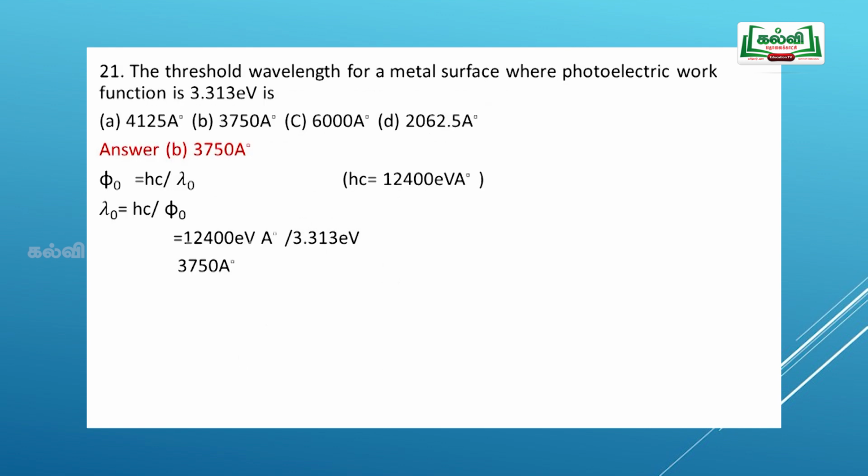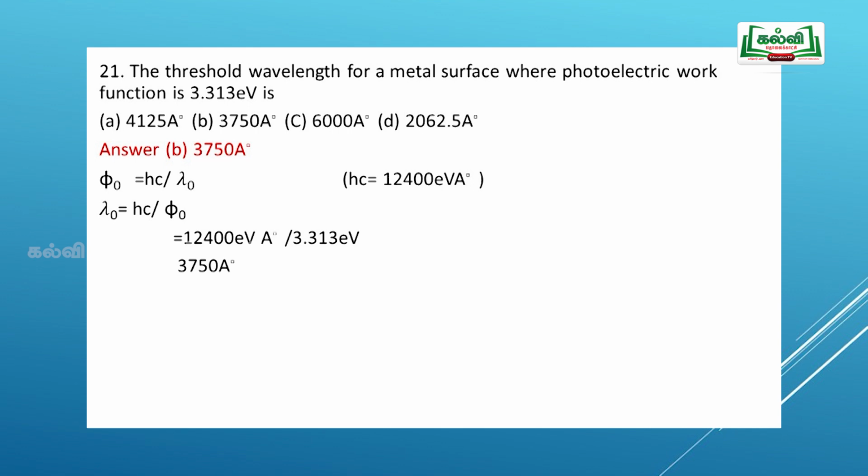Next, we will move on to question number 21. The threshold wavelength for a metal surface whose photoelectric work function is 3.313 eV is: option A, 4125 Armstrong; option B, 3750 Armstrong; option C, 6000 Armstrong; option D, 2062.5 Armstrong. The answer is B, 3750 Armstrong. Let's see how option B is correct.